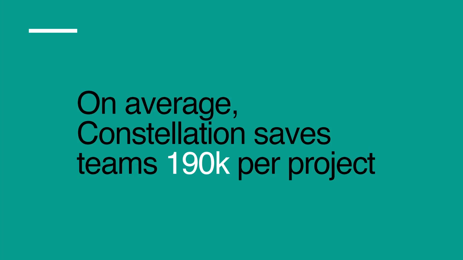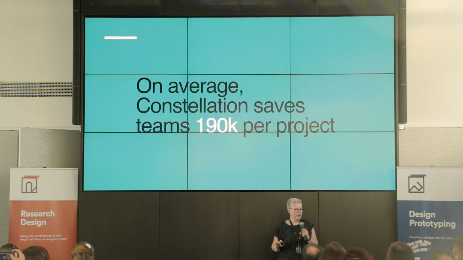So we're early in our journey, but on average, Constellation saves every project in the bank 190k. And between June to December last year, we saved the business about 3.5 million across the projects that we supported. And actually, we don't have a massive design system right now. It's fairly limited in what it does.